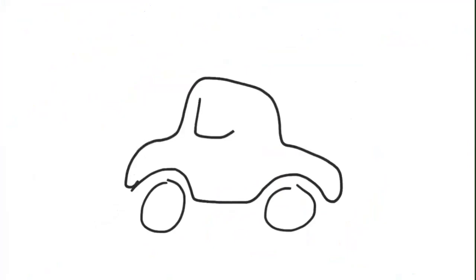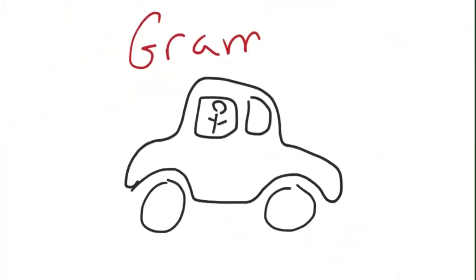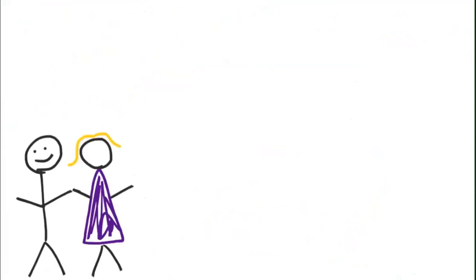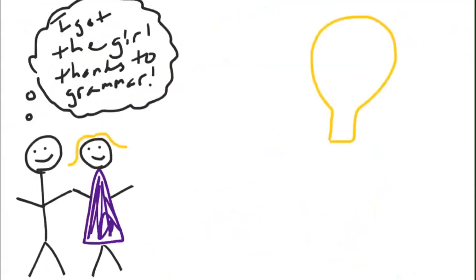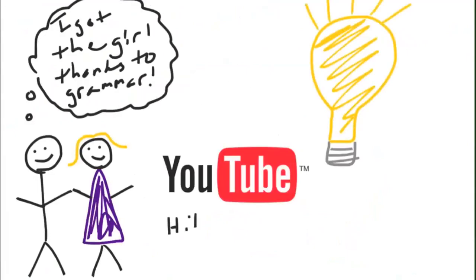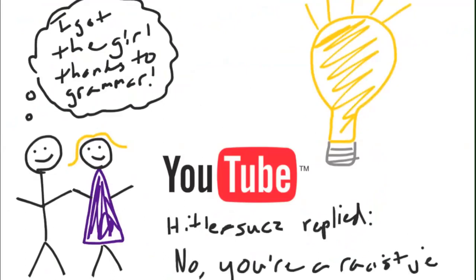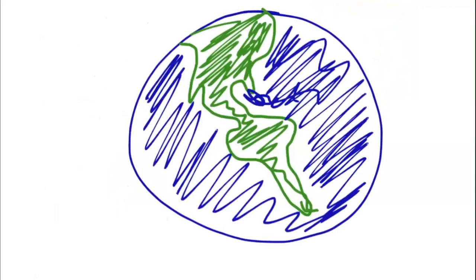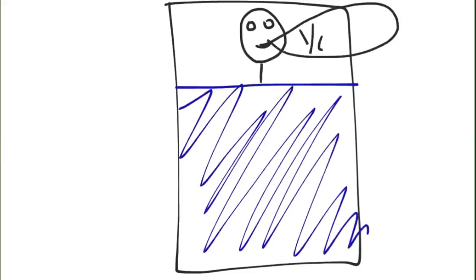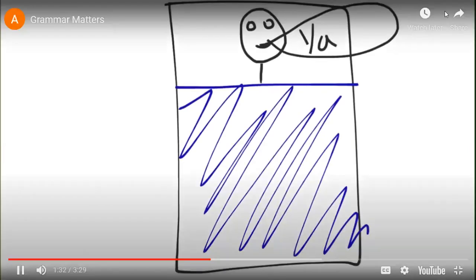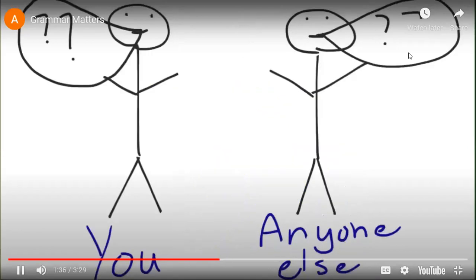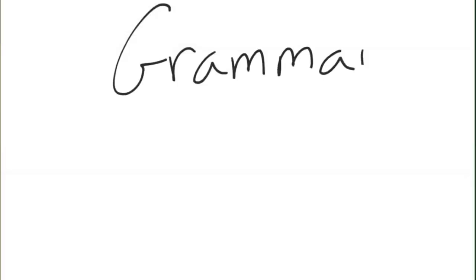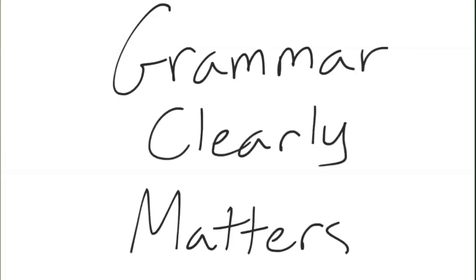Grammar is the vehicle by which we communicate with the world around us. It allows us to build relationships, share ideas, and even argue in the comments section on YouTube. Grammar is one of the bedrocks of our society, and without it, our world would easily crumble into chaos within a few days. I mean, imagine waking up in the morning and all of a sudden nothing you or anyone else said made any sense anymore. I guess what I'm trying to say is, grammar clearly matters.